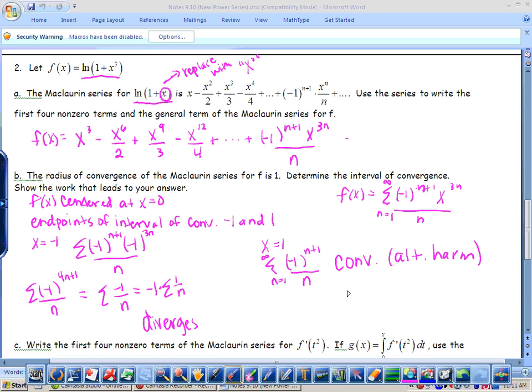So therefore, my interval of convergence does not include negative 1, but it does include positive 1.